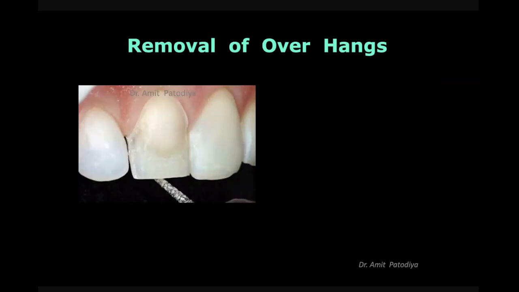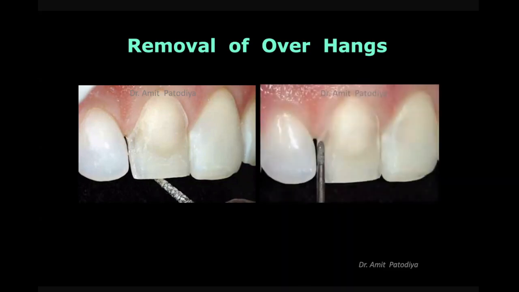Once you are done with all this, then any overhangs, any unsupported enamel margins, any unsupported enamel rods, you should be able to visualize and remove, because these overhangs are the center of weakness. They will break under the restoration, they will create gaps, they will become centers of secondary caries, centers of sensitivity, all the problems.